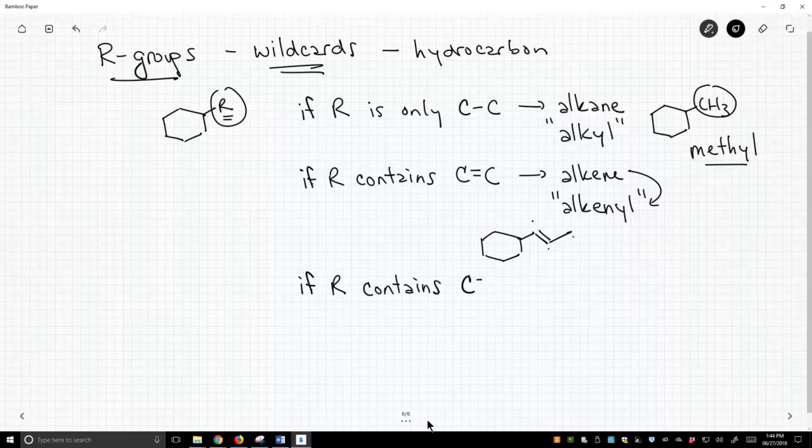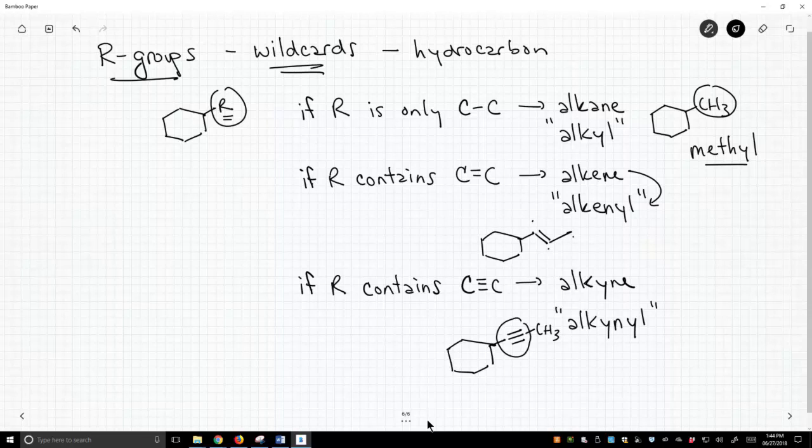If it contains a carbon-carbon triple bond, then that is reminiscent of an alkyne, and so we could call this an alkynyl group. And again, here is our molecule. Here's our R group coming off. And there's our alkyne attached to our main group. It's an alkynyl group coming off the larger molecule, and that is specifically what replaces R.